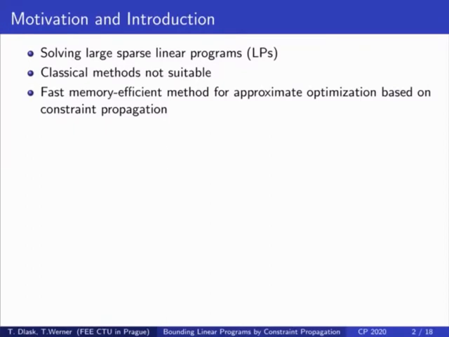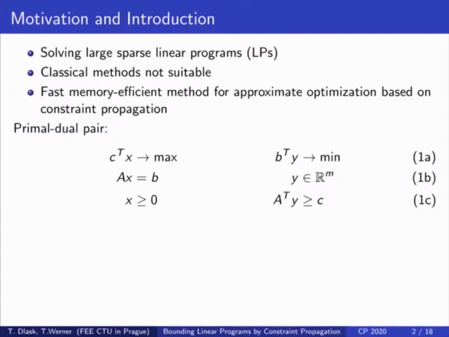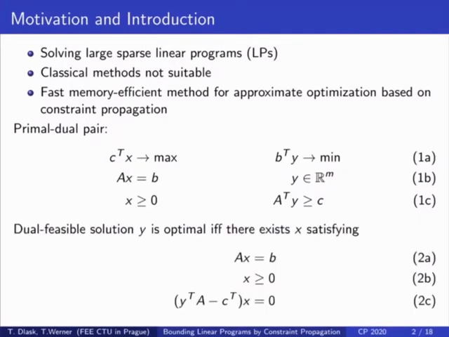Let us consider the following primal dual pair. Note that any y feasible for the dual on the right is an upper bound on the common optimal value. By the well-known complementary slackness theorem, a dual feasible solution y is optimal if and only if there exists an x satisfying conditions 2, which can be seen as a system of linear equalities and inequalities in x.